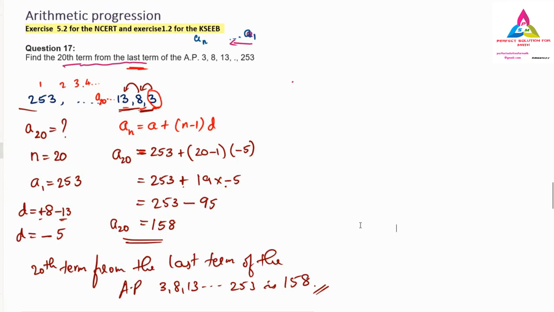We have one more method to solve this problem, but I will not solve it with that method, because it is a lengthier process for this simple problem. In that method, we consider the same AP they have given, 3, 8, 13 up to 253, as it is. Then we find the position of 253, for example the 35th term. Then to come back to the 20th term from the last, we have to subtract 19. Because if they have asked for the 20th term from the last, we take 19, and if they have asked for the 18th term, we subtract 17. Like that way we have to find.